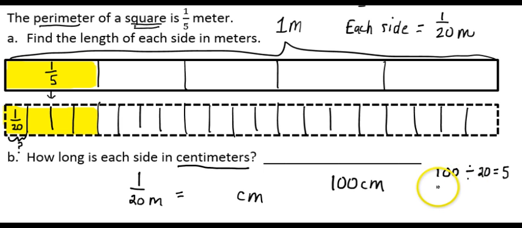You could use the partial quotient method of division. You could do repeated addition, any method you want to come up with that final answer. But 1/20th of a meter equals 5 centimeters. So each side of the square is 5 centimeters long.